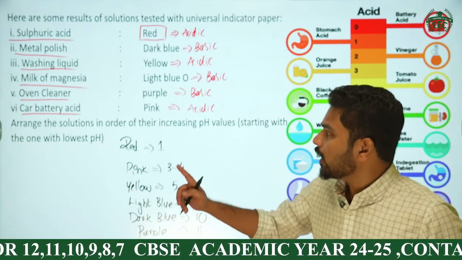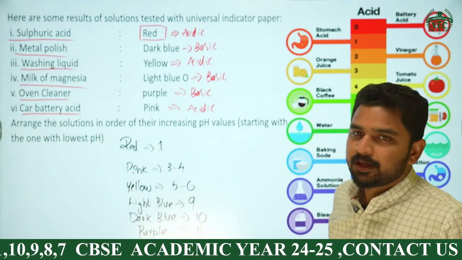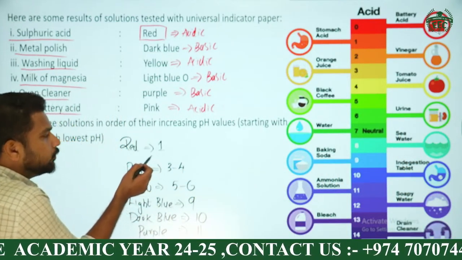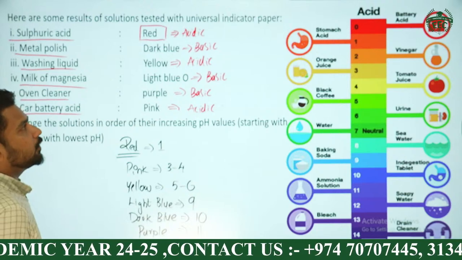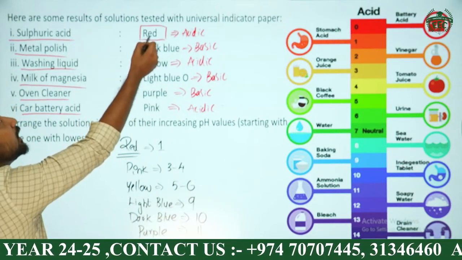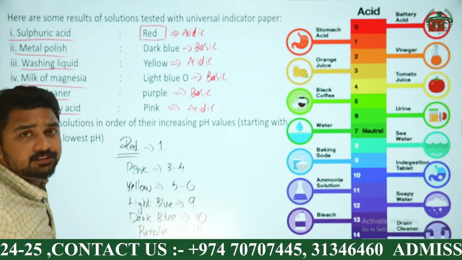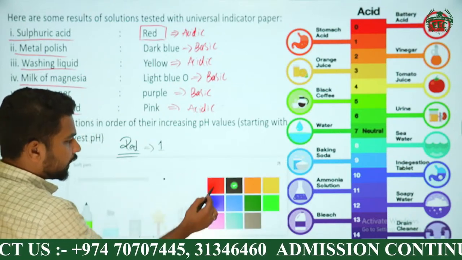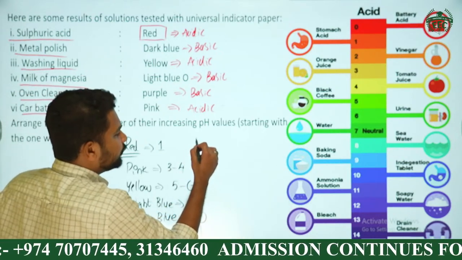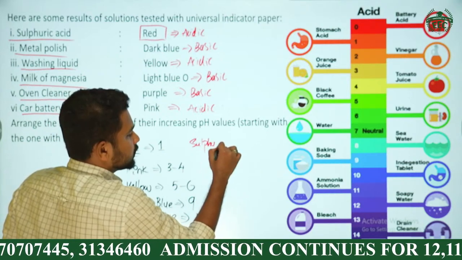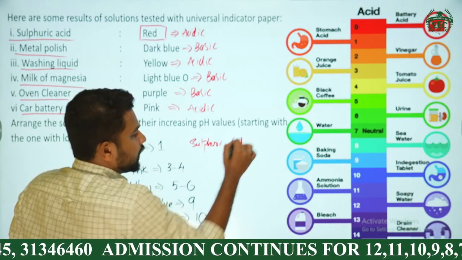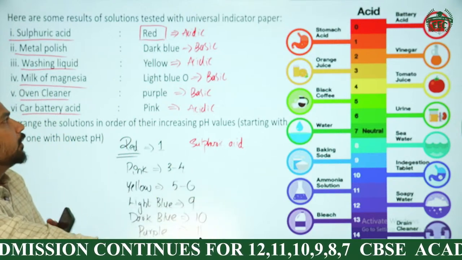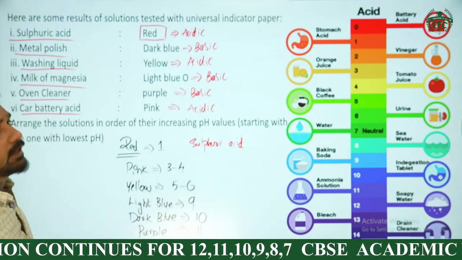Now you can arrange the following in the increasing order of pH values. The red color is having the least pH value. Which is the substance having red color? It is sulfuric acid. Sulfuric acid is having the lesser pH value, and lesser pH value means more acidic it will be.